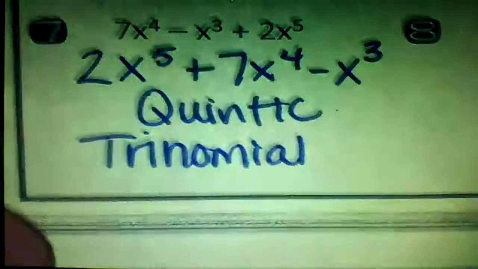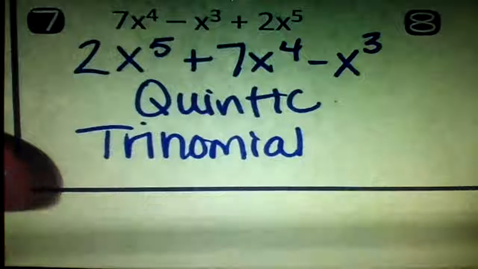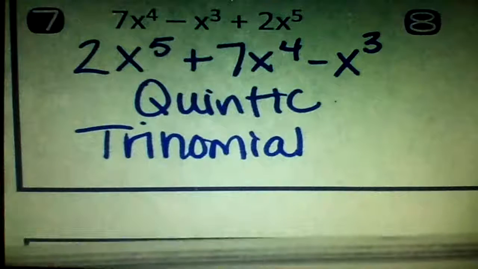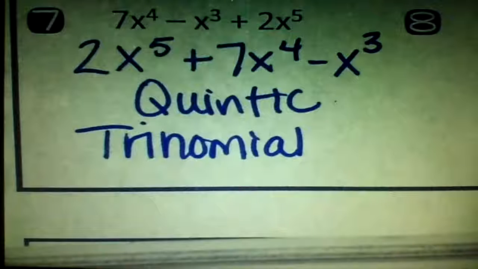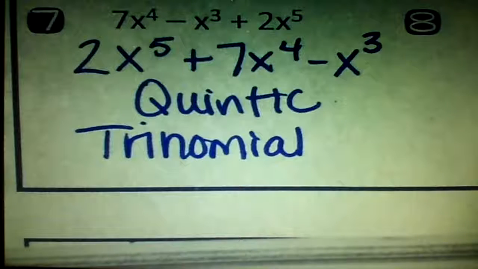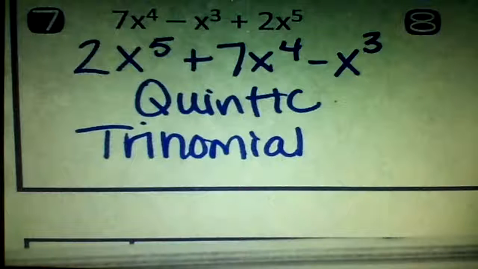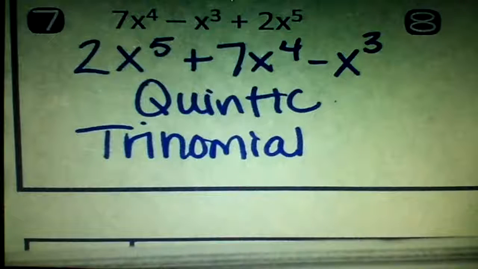What was your question, Xavier? You all right? What's your question? I thought polynomial is 4 or more terms. So I only have 3 here. 2x to the 5th is 1 term. 7x to the 4th is the 2nd term. Negative x cubed is the 3rd term. He gave the size mixed up.